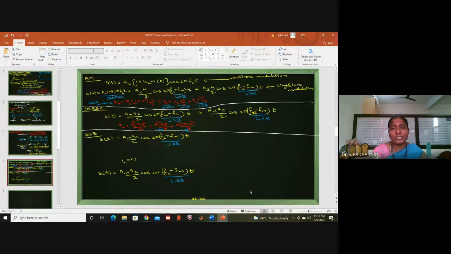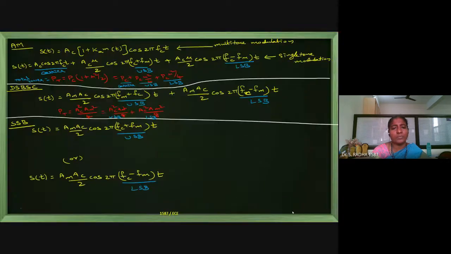Now I am going to SSB. Only one of the powers can be taken, either the upper sideband or the lower sideband. So the total power is Ac² Am²/8.